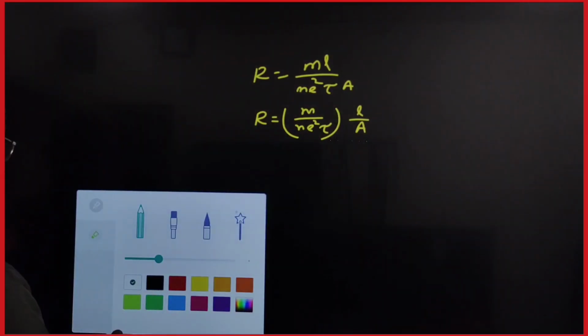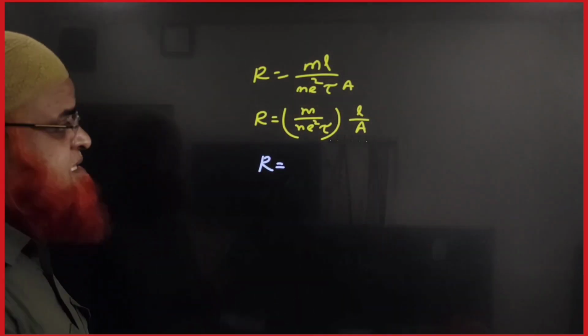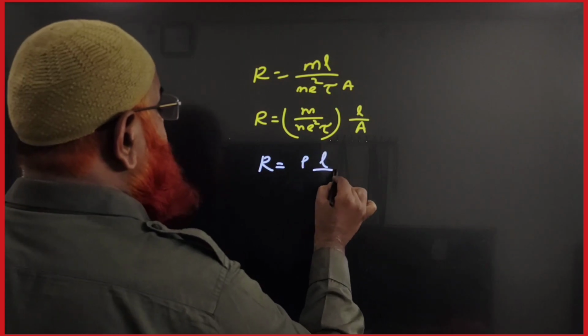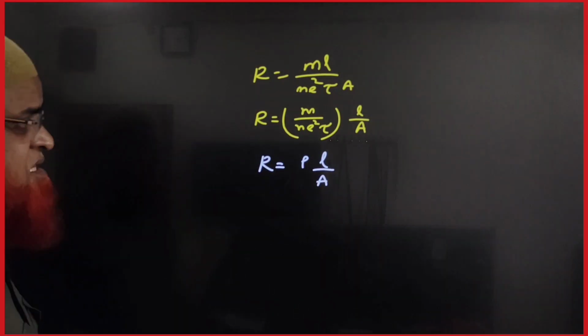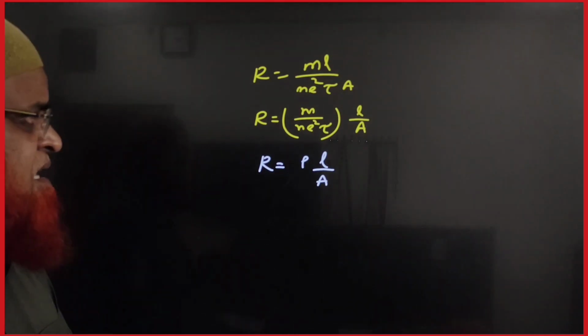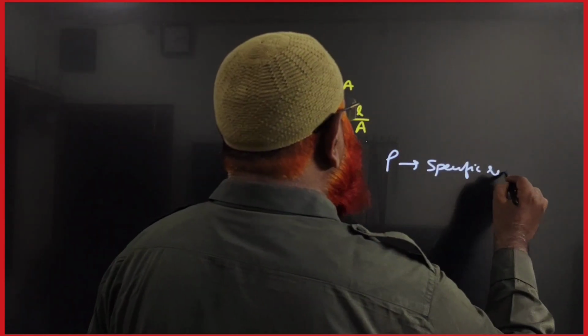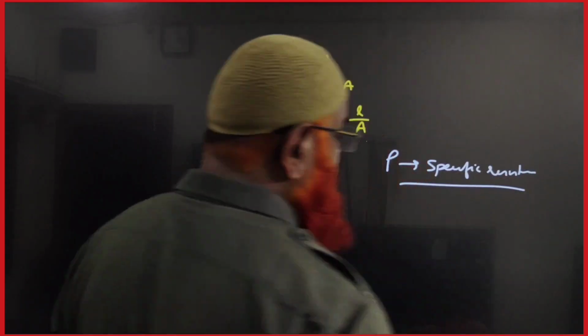So you also know, according to your electricity chapter, which is already completed in your 10th class, this is taken as rho L by A, isn't it? Alright? Resistance is nothing but rho L by A. You have heard about this, rho L by A in your 10th class. So what is the meaning of this rho? Rho is said to be specific resistance.